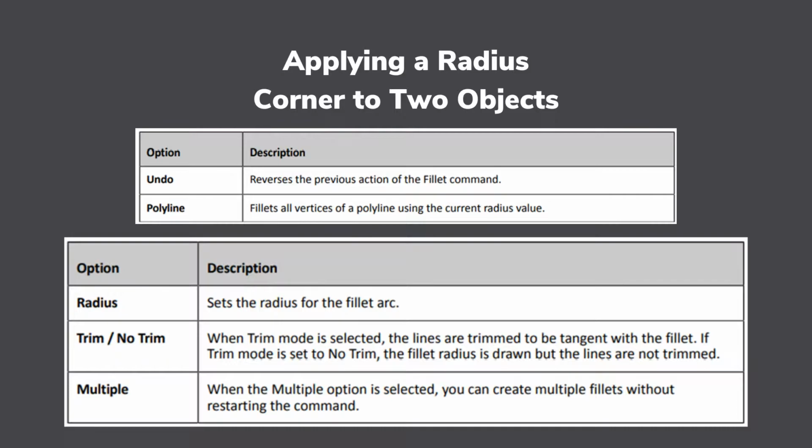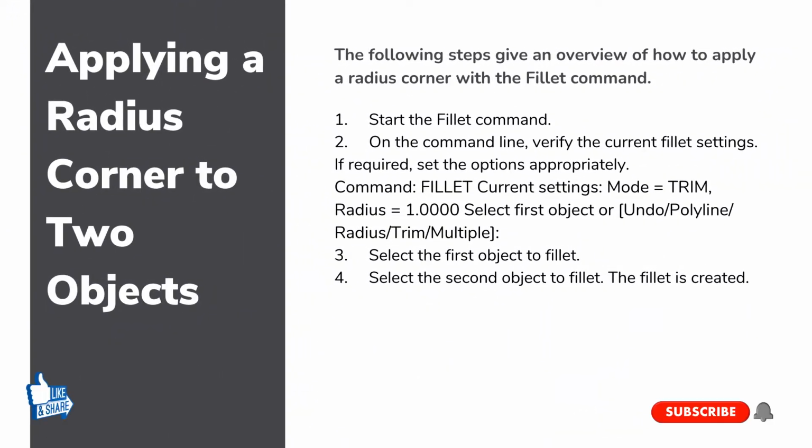So let's proceed first on how we can use a fillet command. So the following steps give an overview of how to apply a radius corner with the fillet command. So first, we can start the fillet command by selecting the fillet command in the ribbon or by typing its name, the word fillet. Next, on the command line, verify the current fillet settings. If required, set the options appropriately. Third, select the first object to fillet. And last, select the second object to fillet. Then the fillet is created.